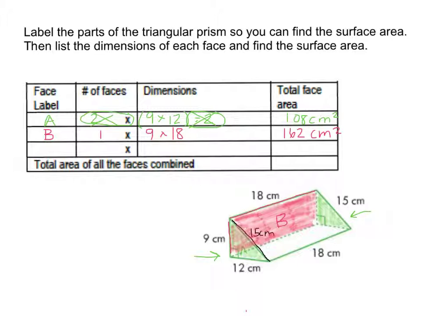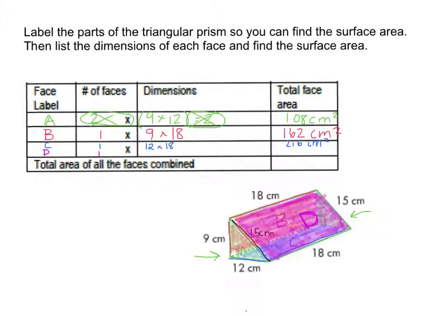That equals 162 centimeters squared. The next piece I'm going to look at is the bottom. I'm labeling it C, and it is 12 on one edge times 18 on the other edge, and there is one of them. 12 times 18 ends up to be 216 centimeters squared.